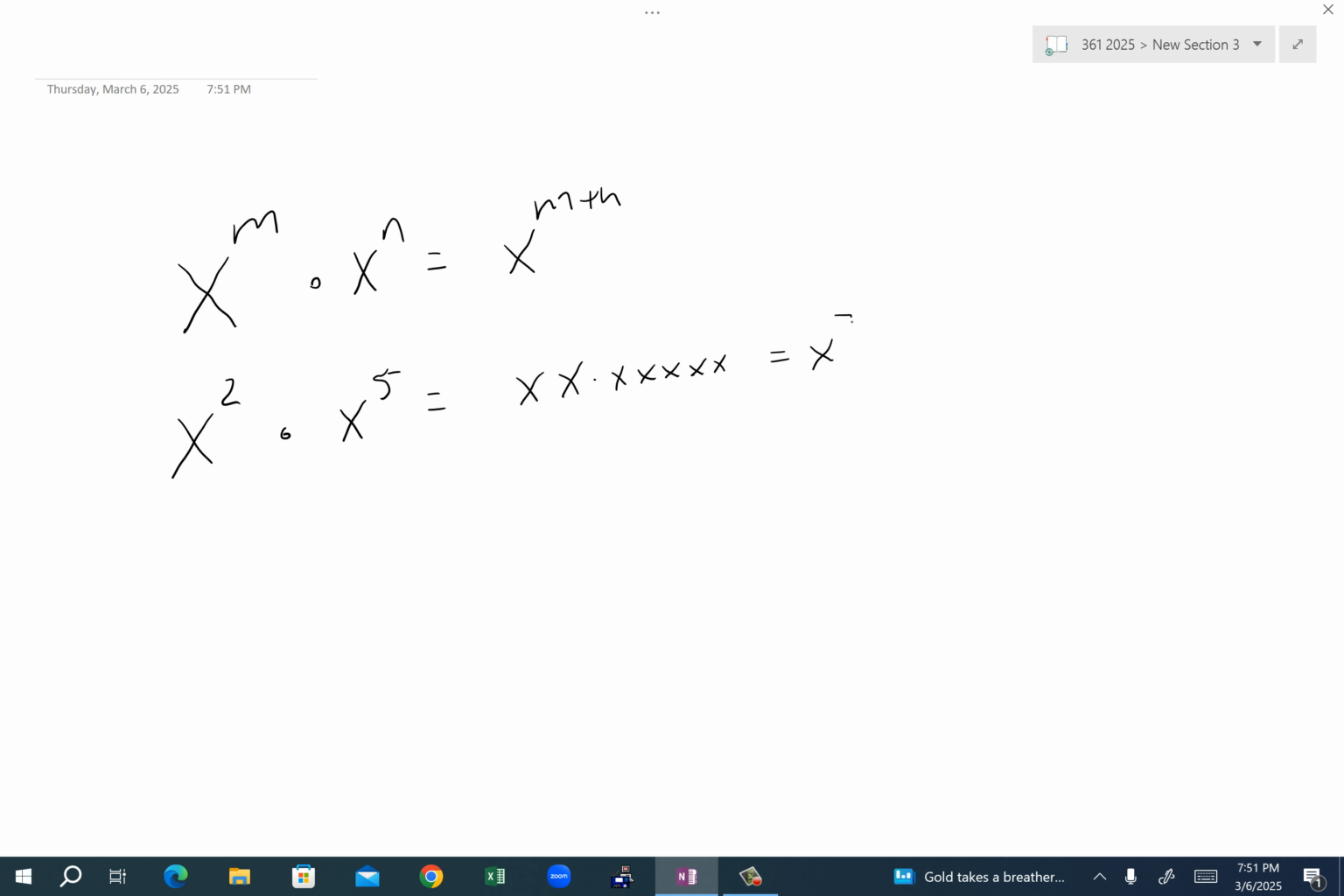That's right, there's 7 of them. Okay? It's a big deal. This is a big deal. We will use this thing a lot, and for the most part, most of you know that one, I think. X to the m over x to the n. The way I was taught and the way most books teach it is you take the top minus the bottom. And that's true. That is true.